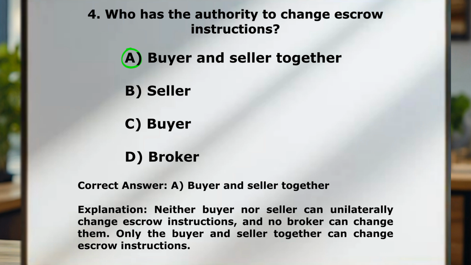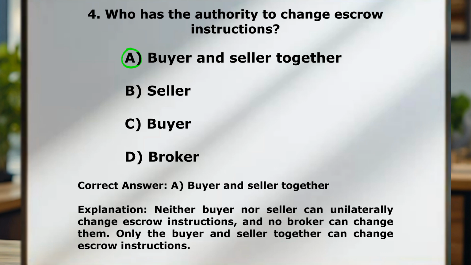So this one is actually applicable to when you become an agent. You will need to understand that if you want to change escrow instructions, all parties need to sign off on that document. So neither the buyer nor the seller can unilaterally change escrow instructions, and no broker can change them. Only the buyer and seller can change them together. They have to agree and they both have to sign the escrow documents to change the instructions.